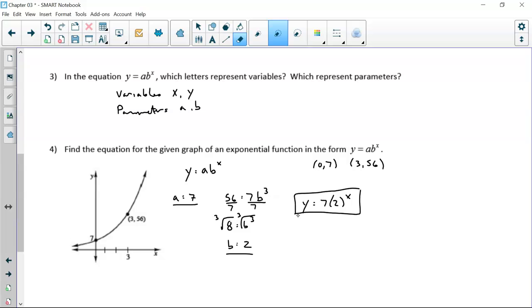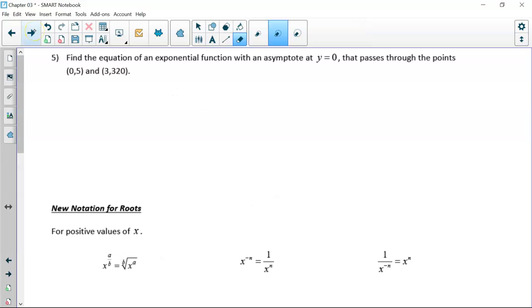Let's go to the next page. We're going to write another exponential function. And it's telling us that our asymptote's at y equals 0. Now that's going to have some effect on us later in the year, but not right now. So once again, they're in the form of y equals a times b to the x. A, our initial, is our y-intercept. A, given the point (0, 5), is 5.